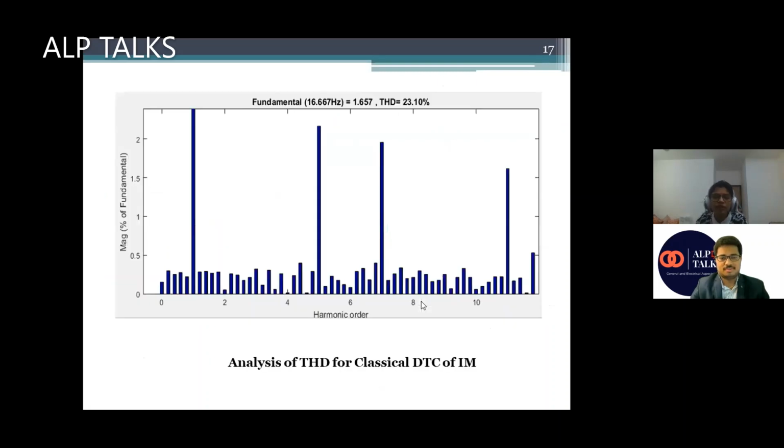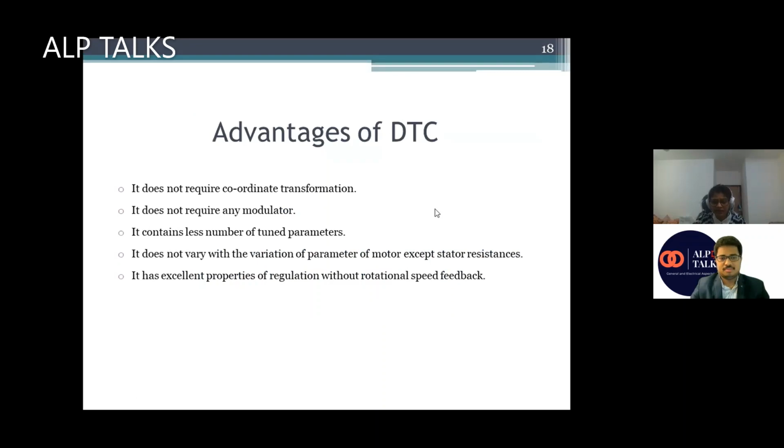One more thing we'll notice is the THD, which is total harmonic distortion. THD is 23.10%, which is very much more. It creates more harmonics and it creates more distortion in our output. So these are why we are moving towards the proposed methods.